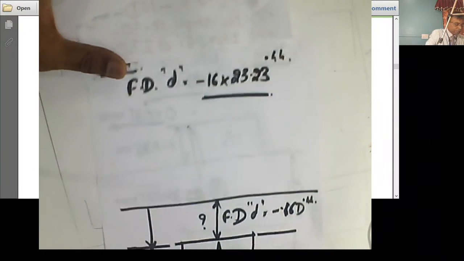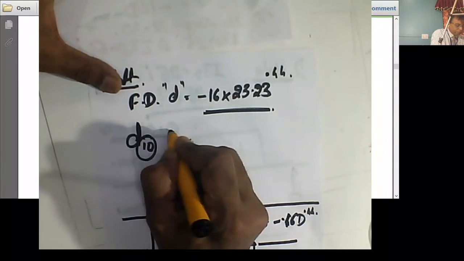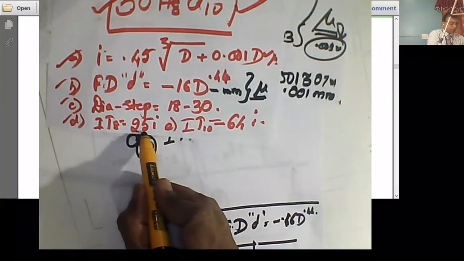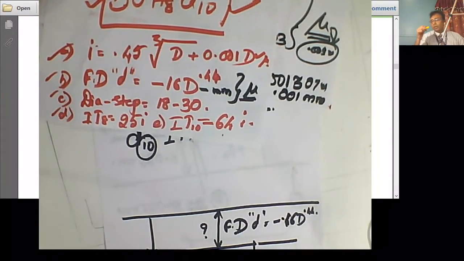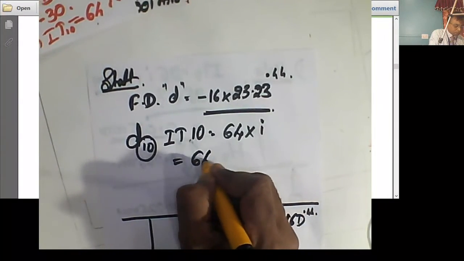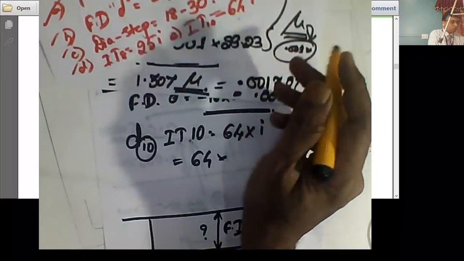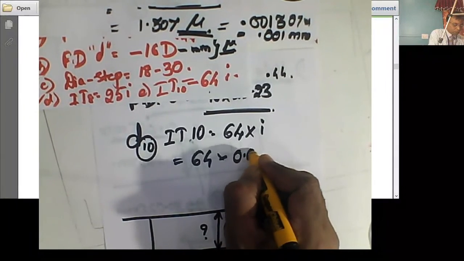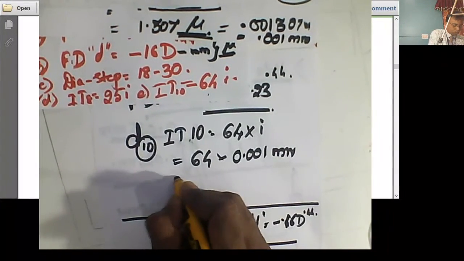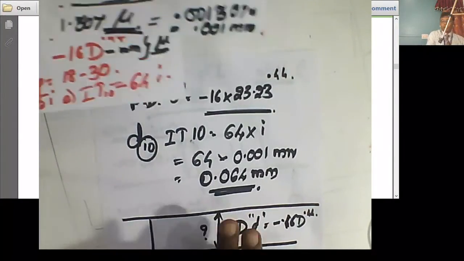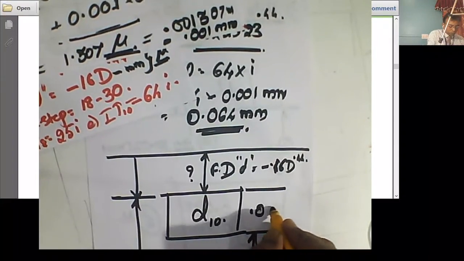And next, D10, where IT10 is the tolerance. Have a look, IT10 is already given as 64i. I'm not remembering it, it's already given. IT10 is 64i, so IT10 is equal to 64 into I. I is what we have found out, 0.001301 mm, so it is also equal to 0.064 mm. Got it? That's all. So we know this is 0.064 mm.